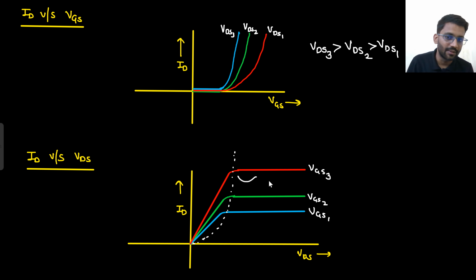So here, which is the maximum current? This is the maximum current. That means this VGS is the maximum. So VGS3 is greater than VGS2 is greater than VGS1. Are you able to connect?